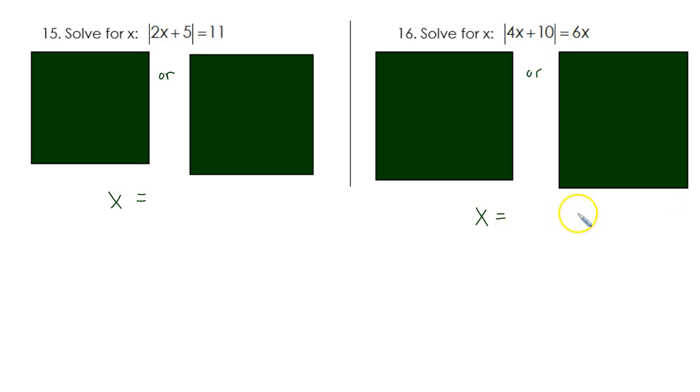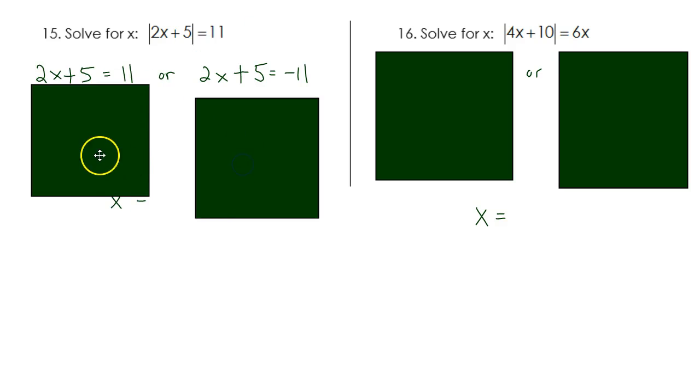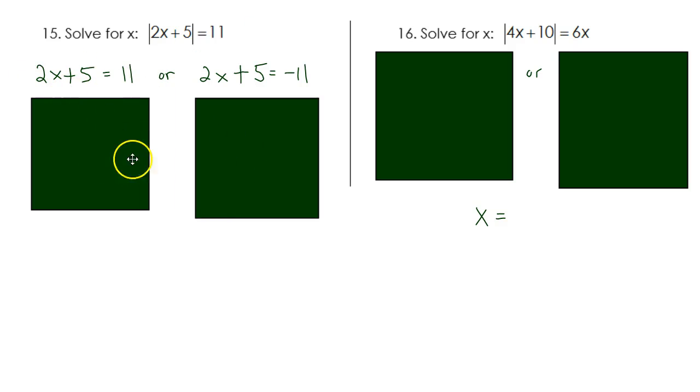Our final two examples today. 2x plus 5 equals 11, and 4x plus 10 in the absolute value bars equals 6x. They both have already the absolute value isolated, so we'll set up our two equations. Starting with number 15, that gives us 2x plus 5 equals positive or negative 11.